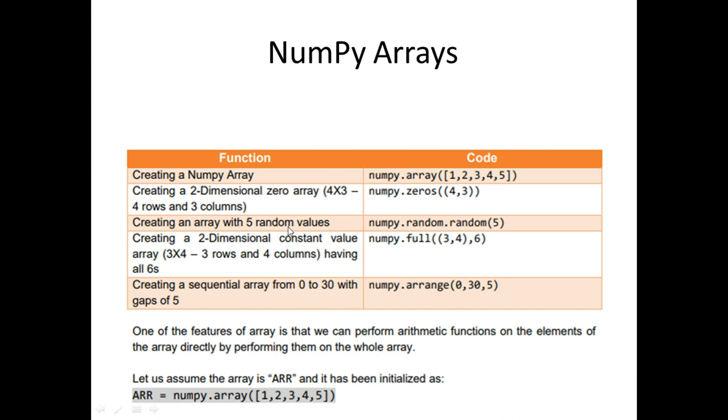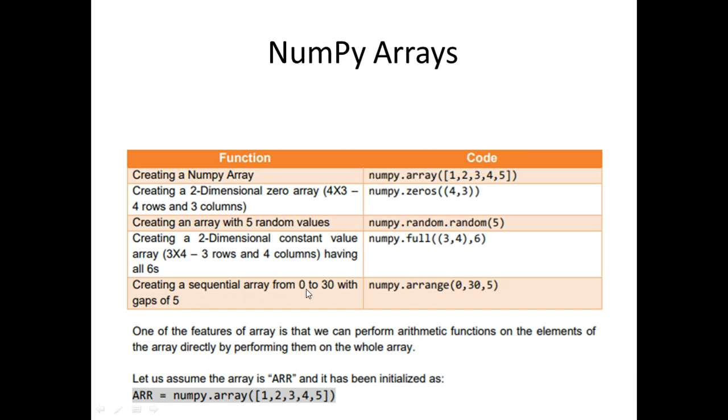Creating an array with 5 random values, I say numpy dot random of 5, since I'm looking for 5 random values. Creating a two dimensional constant value array: constant value means I'm specifying the value that I want. 3 cross 4, 3 rows, 4 columns. So I say numpy dot full. In this statement, I want 4 comma 3 with all values 0. Here I want 3 rows, 4 columns, and the value has to be 6.